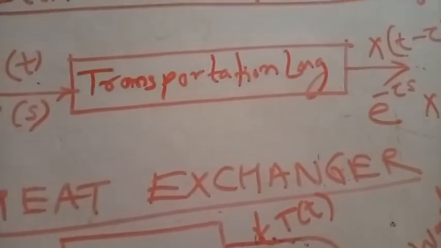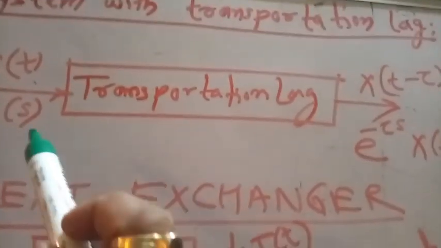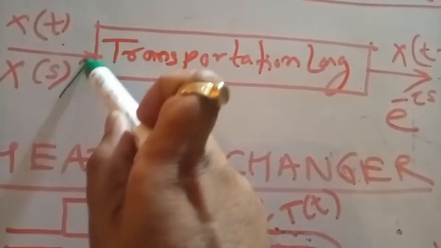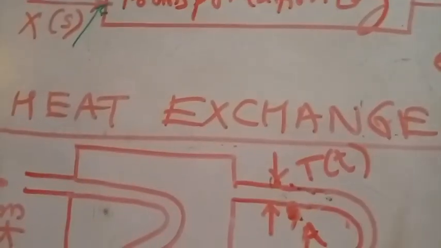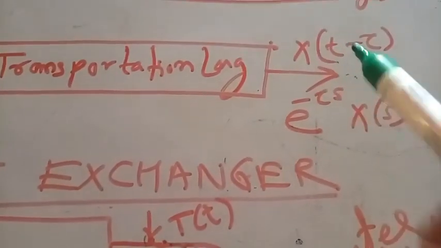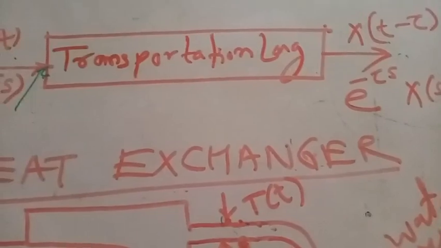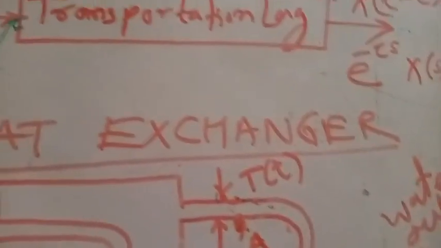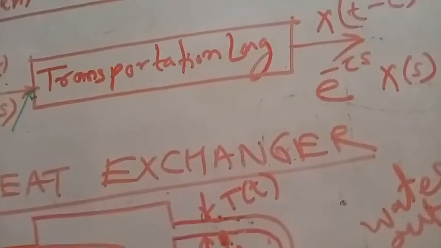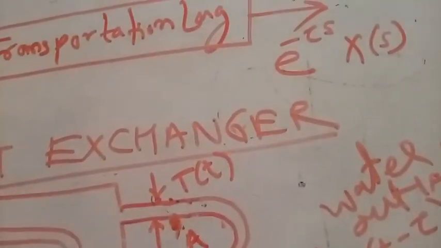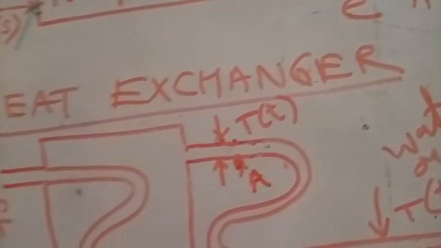So what is the transportation lag? When we apply a signal at this point, at this time t, in the output there is some delay. This delay is called a transportation lag. So now we define the transportation lag. How to define it? It is defined in terms of the delay.